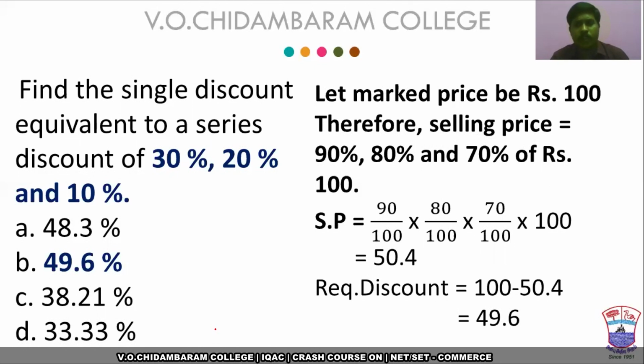Then what is the discount? 100 minus 50.4, which is nothing but 49.6 percent. So we can easily find out the value of a single discount which is equivalent to these 3 consecutive discount rates.